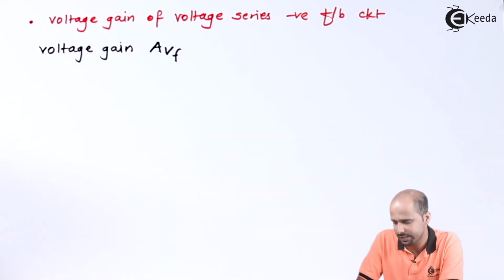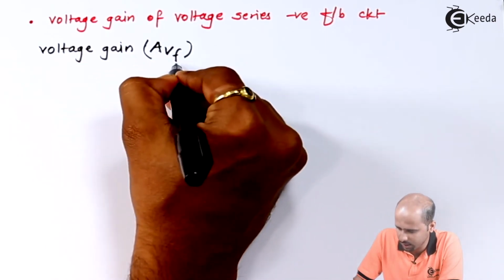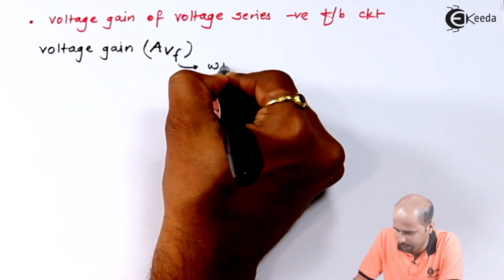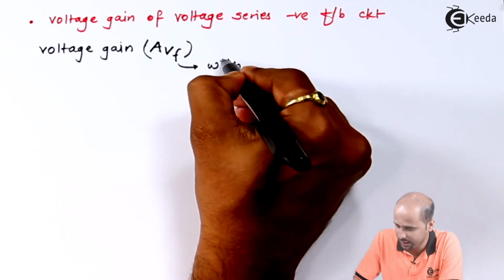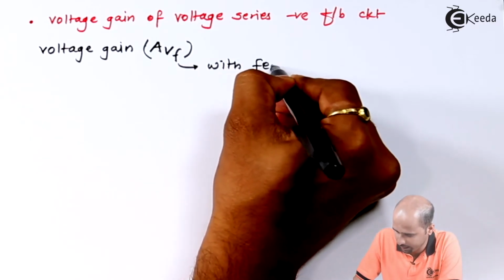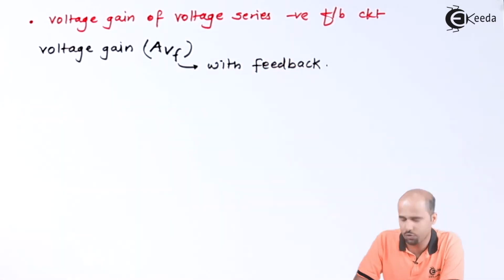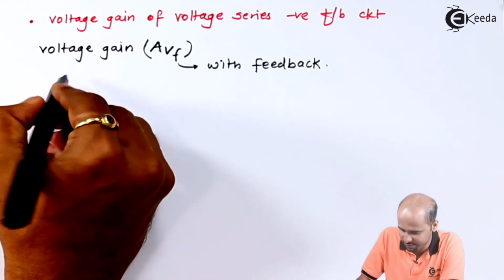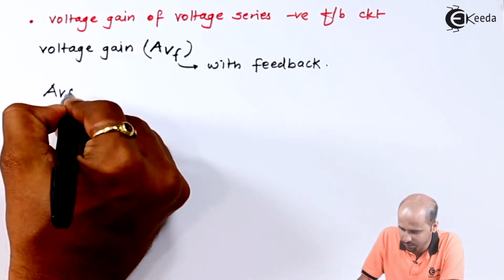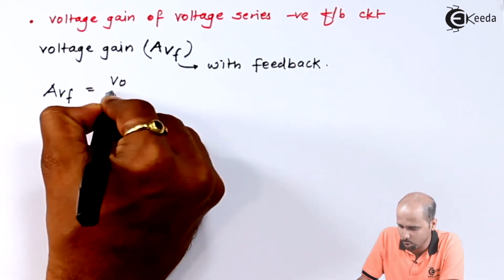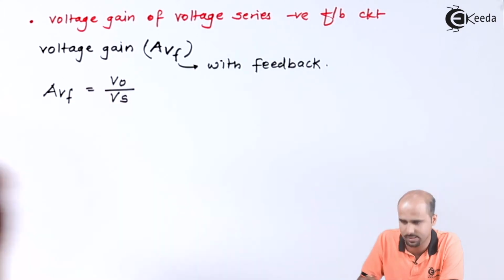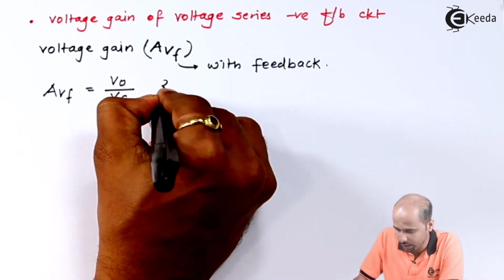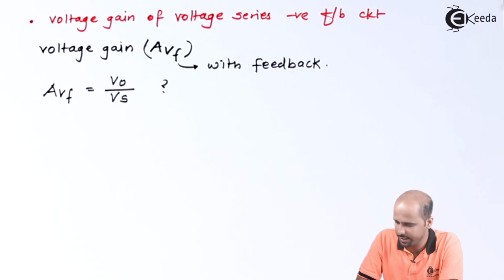AVF. This AVF, F indicates with feedback. So if feedback is present, whatever gain I will be getting, I will name this as AVF, and mathematically AVF is equal to VO divided by VS, and that I want to calculate. Okay? Let's start with the analysis.